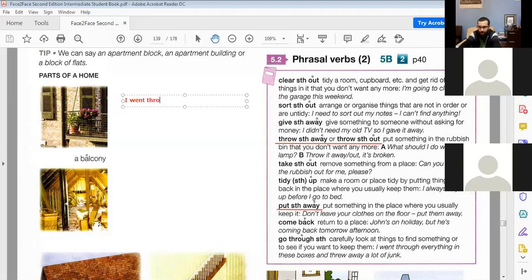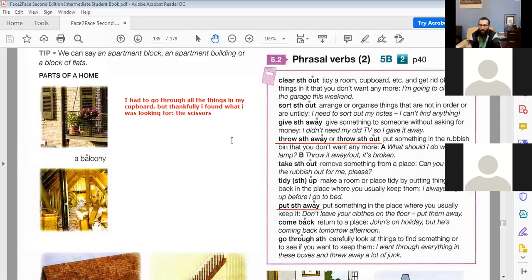I went through all the things in my cupboard, but thankfully I found what I was looking for. Or let's make it more dramatic. I had to go through all the things in my cupboard. So this is a story of someone who wasted the whole day looking for the scissors, right? So I had to go through all the things in my cupboard, but thankfully I found what I was looking for, the scissors. Do you get the idea?